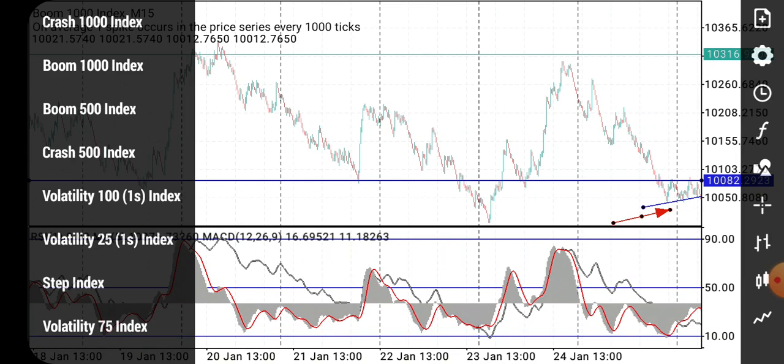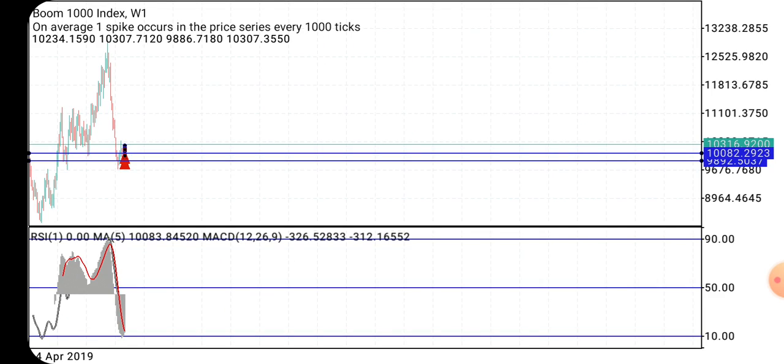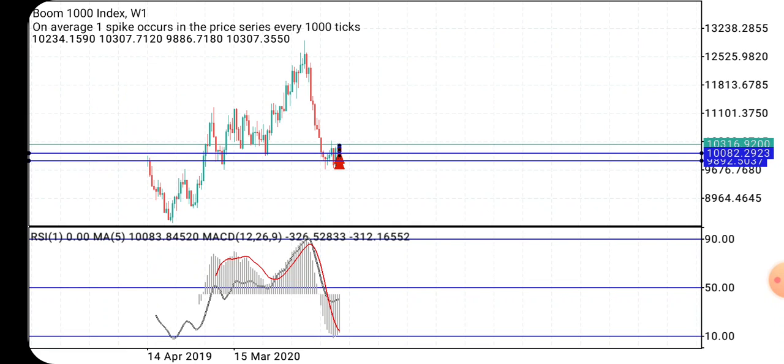Then for currencies, what happens is we begin on the weekly time frame. Don't mind what I'm showing, just listen to what I'm saying. This doesn't matter. We begin on the weekly time frame. We see the market direction. We see whether our market is selling or buying from the weekly time frame. Then we look for previous levels of support, trend resistance, everything like that.